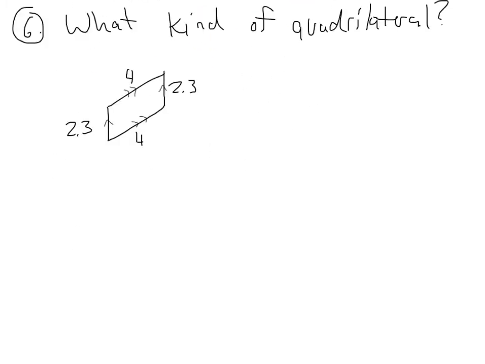All right, so what kind of quadrilateral do we have there? Well, let's see. We've got 2 sides that are parallel, and they're both 2.3. I have 2 other sides that are also parallel, and they are 4. So that would be a what? Well, parallelogram. P-A-R-A-L-L-E-L-O-gram.